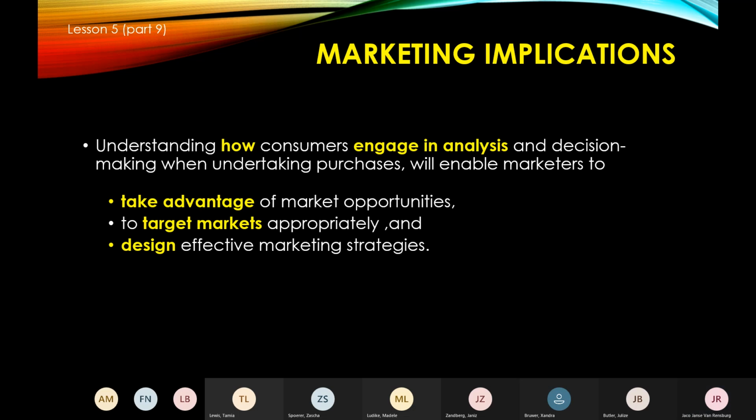However, back to what we were busy discussing. Marketers, as I said, can take advantage of these opportunities by intervening at the right stage or step in the consumer's decision-making process. They can also specifically target specific markets and have a properly designed marketing strategy to ensure that they provide that customer with the right information at the time that they need it.